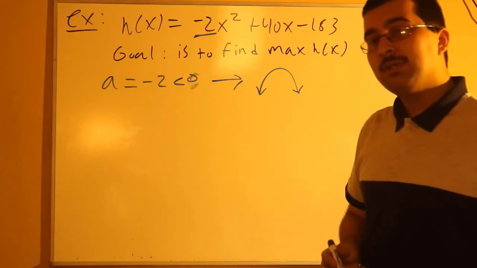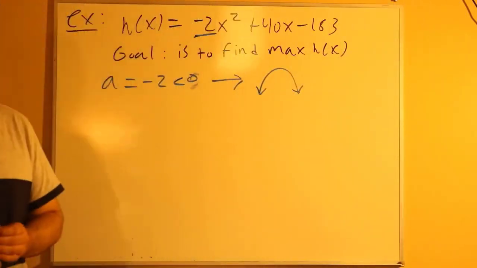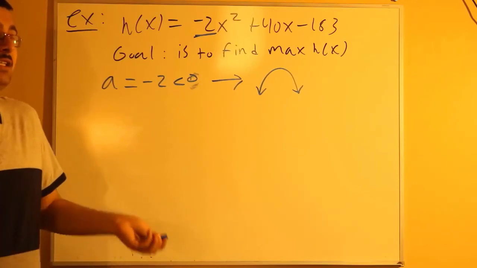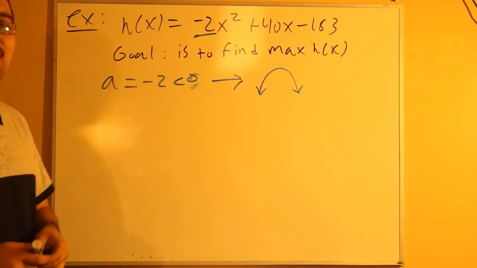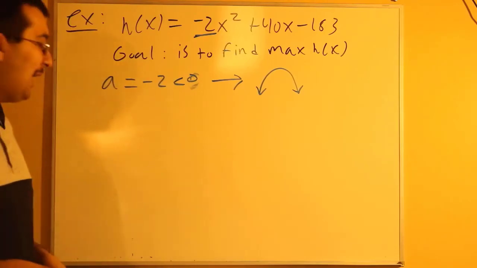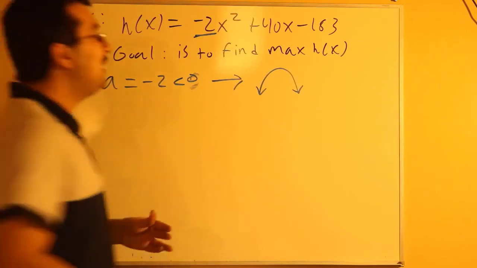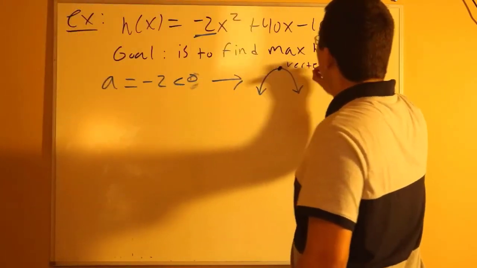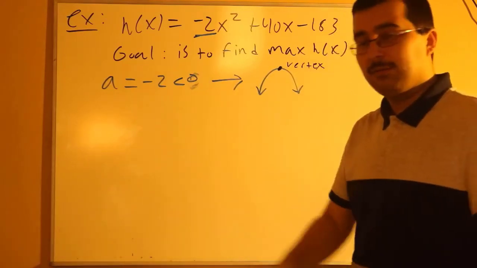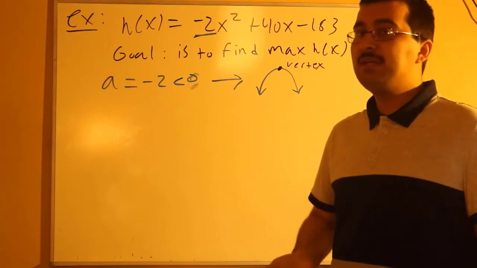Well, why is that important? Why is it so important to understand that my parabola opens down? Well, if I'm trying to find the max, I know clearly where the max happens, right? The max, if I have a parabola that opens down, must be at my vertex.